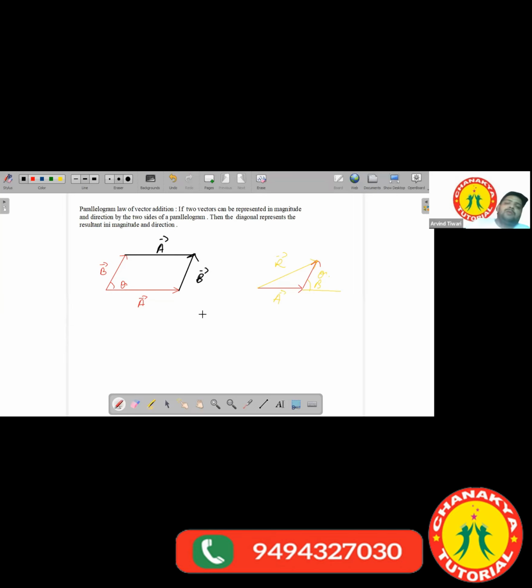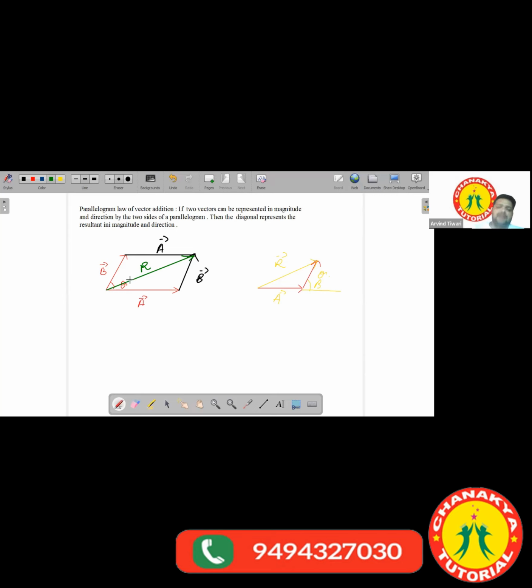Now, in the parallelogram law of vector addition, the resultant is represented by the diagonal. So the diagonal of this parallelogram, it is going to be somehow this one. We can get this side as the diagonal. So as I can see, this side will be the resultant R, both taken in magnitude and direction.